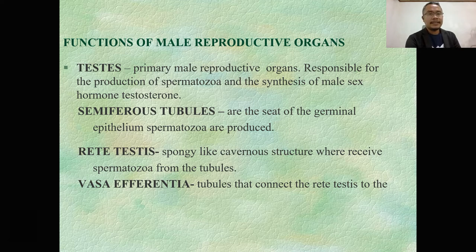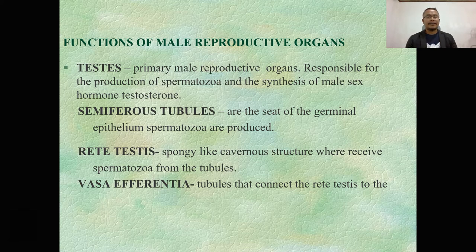So there are three structures inside the testes. We have the seminiferous tubules. These are the set of germinal epithelium where spermatozoa are produced. Inside the testes, there are tubules, and this is where spermatogenesis will take place, or the growth and the development of sperm cells.